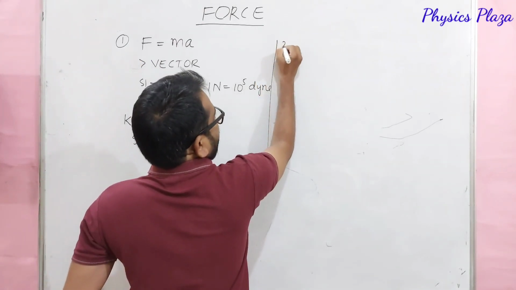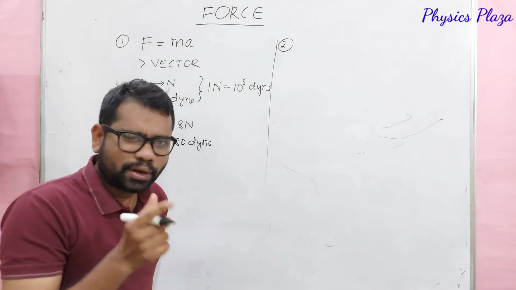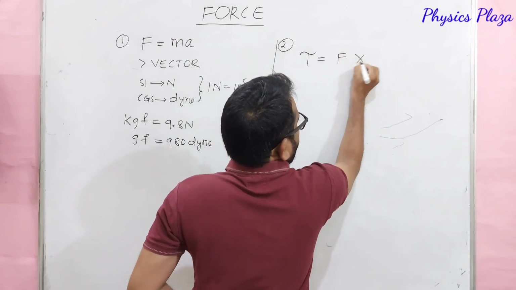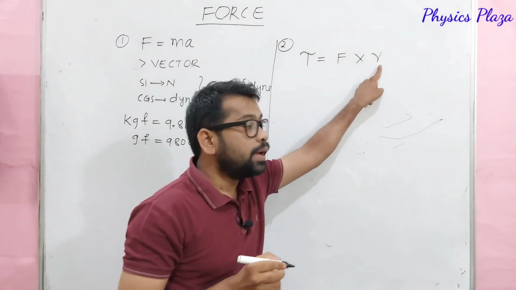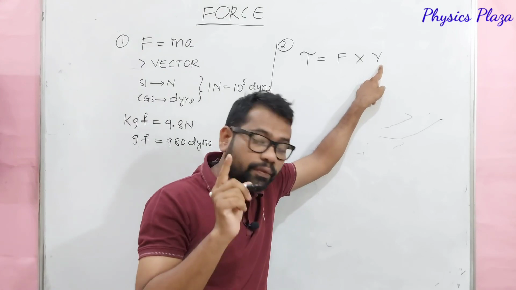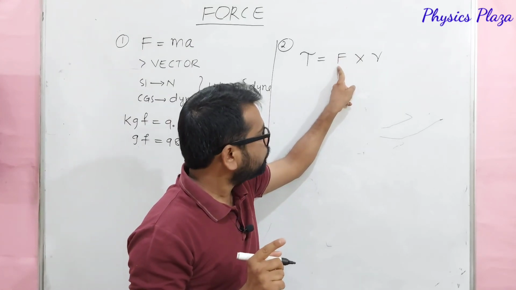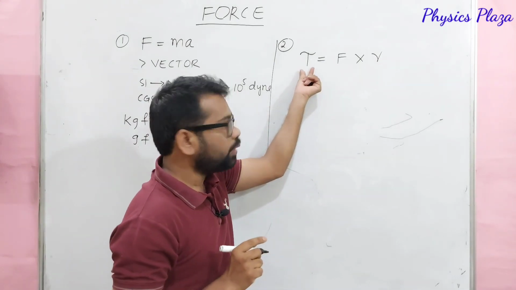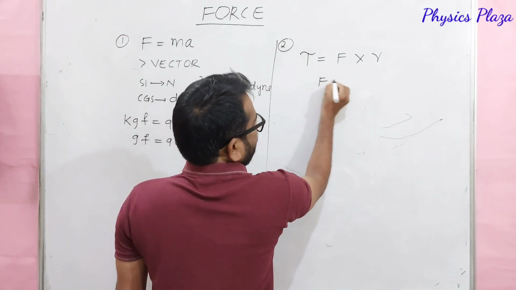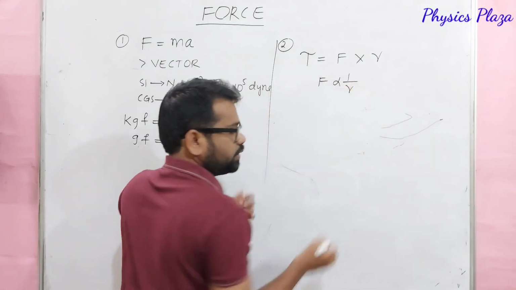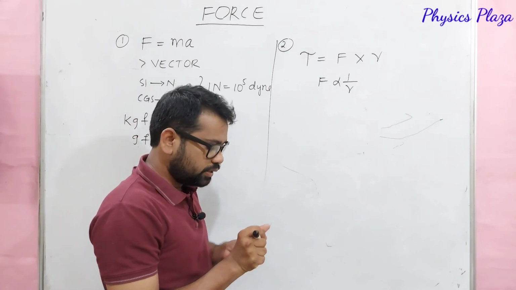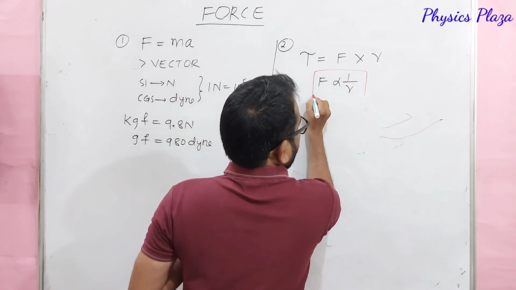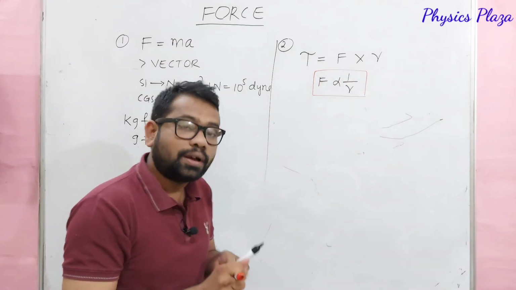The second one is moment of force, dear children. Moment of force tau is equal to force into perpendicular distance from the axis of rotation. Whenever we write it, it's very important: this is the magnitude of force into the perpendicular distance from the axis of rotation. For a given moment of force, F is inversely proportional to R. Based on this only, we will have application questions.